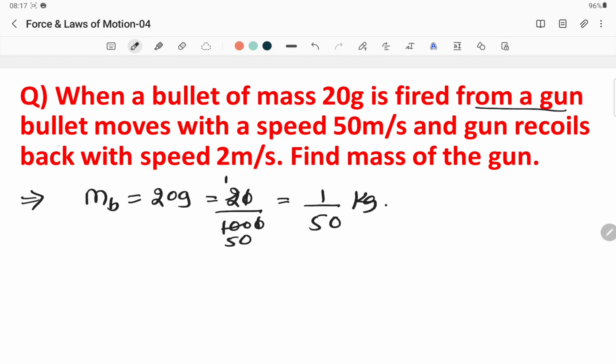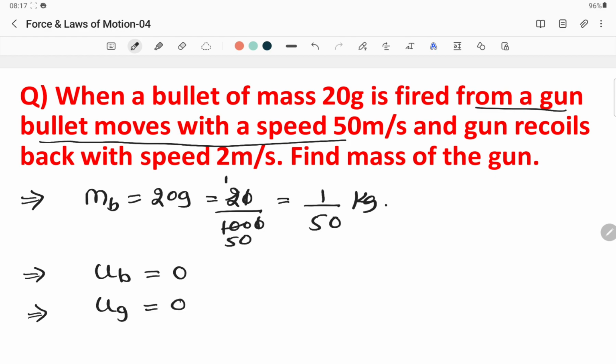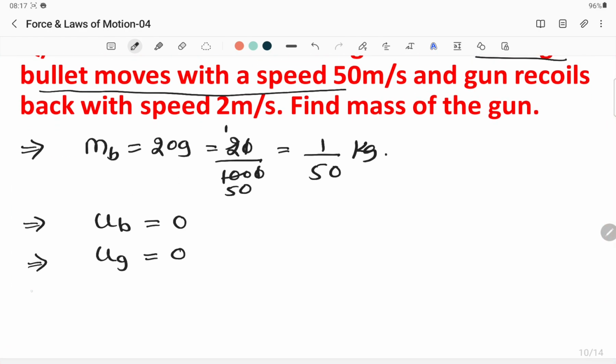It is fired from a gun. We don't know what the mass of the gun is now. The bullet moves with a speed of 50 meter per second. That means initially the bullet was at rest, no? So what is UB? UB is equal to 0. That is for sure. Same is the case with UG. UG means initial velocity of the gun, that is also 0 because nothing is mentioned about that. Now the bullet is moving with a speed of 50 meter per second. That means the final velocity of the bullet is 50 meter per second.